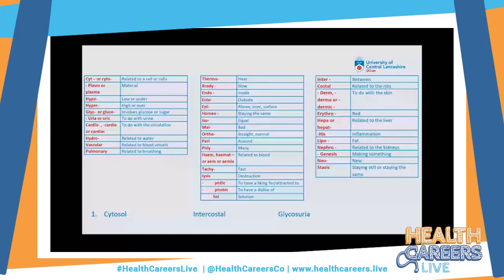So next up, we've got cytosol and intercostal and glycosuria. You were able to break down the meaning of those words. Now, I want you to create the words for these. And I gave away the answer for one of them earlier on. So what would making new glucose be?